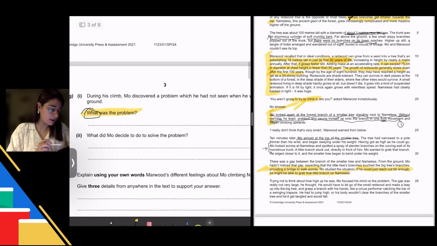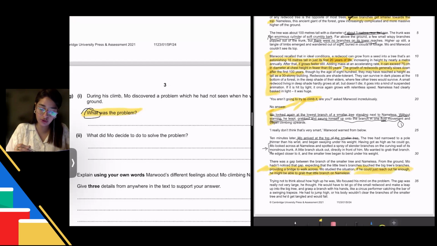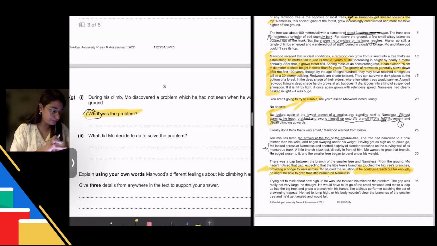Second part says, what did Mo decide to do to solve the problem? So again, moving forward, what was his solution to the problem? He basically thought that if he could just reach out far enough. So his solution was that he would try to reach out or jump from one end to the other. That's what you would mention here: he thought he could solve this problem by jumping over from one tree to the other or trying to reach out far enough. So he's either going to try and grab it or try and jump towards it. Both answers would work in this case.